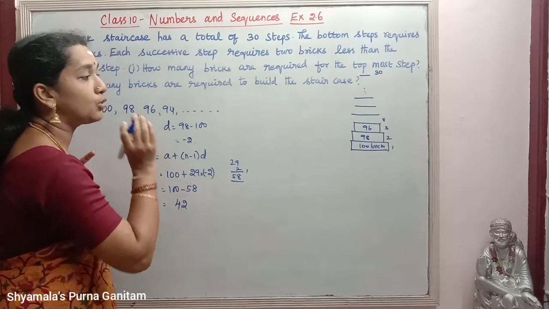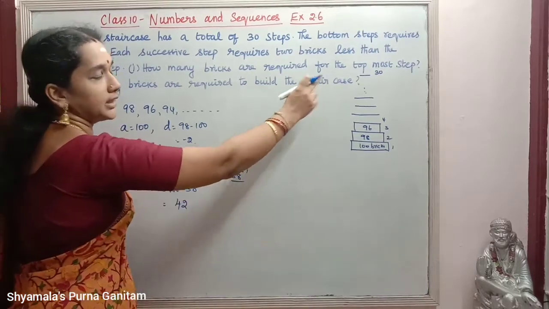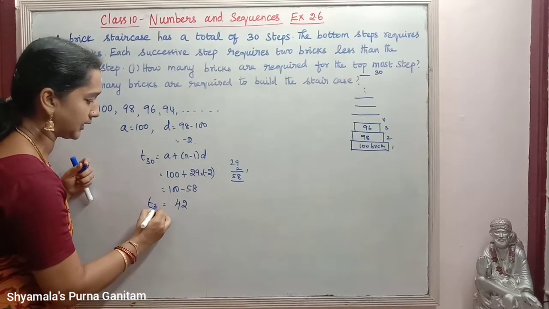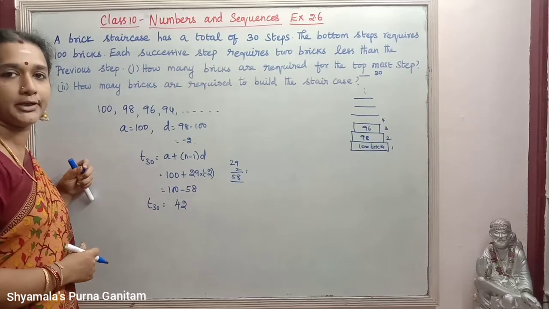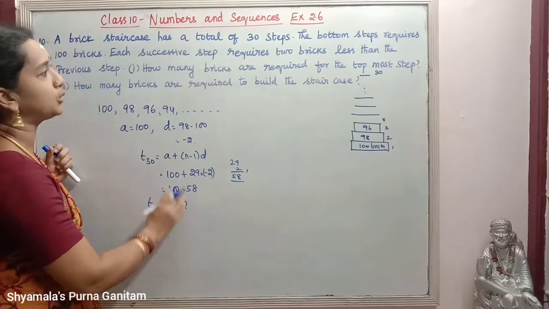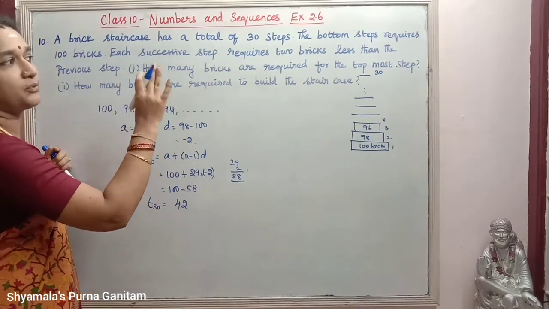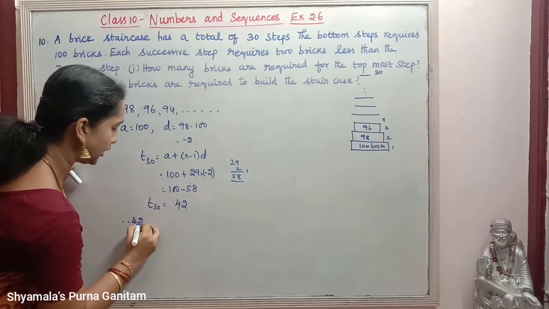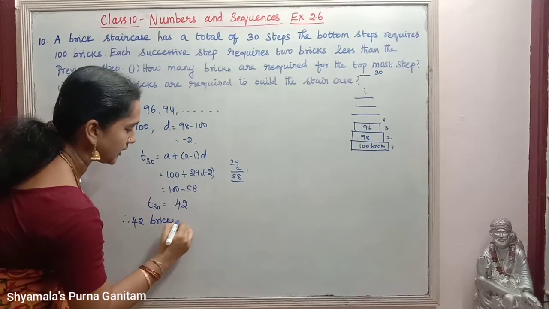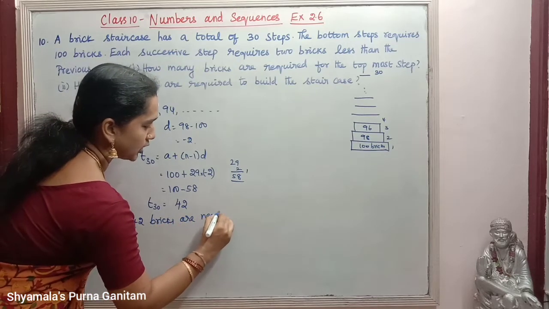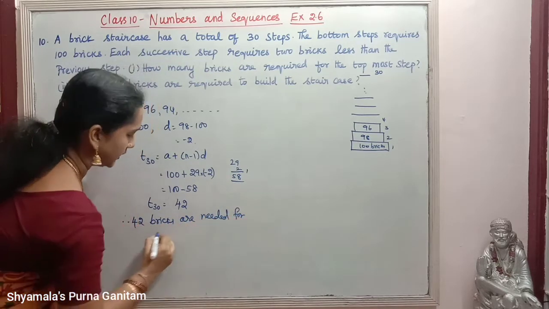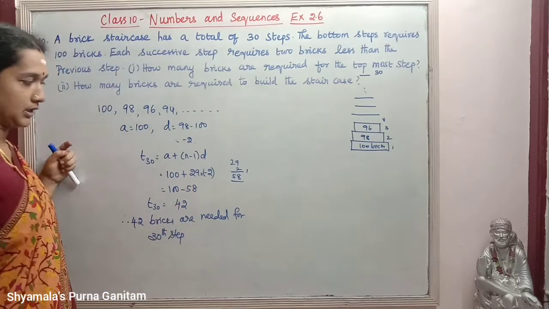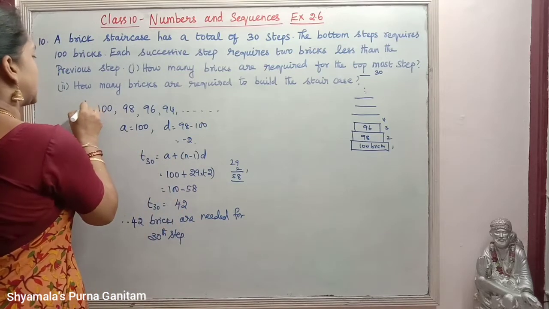So 42 bricks are needed for the 30th, that is the topmost step. That is T30, which is equal to 42. Therefore, 42 bricks are needed for the 30th step. Okay, this is the answer for the first one.